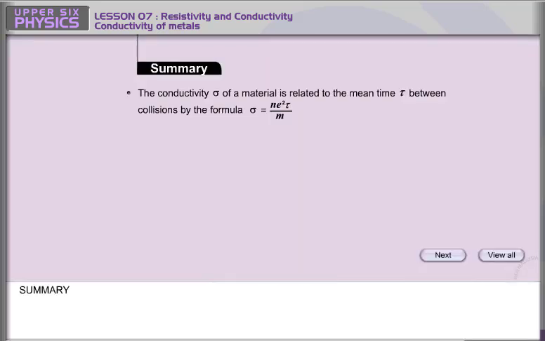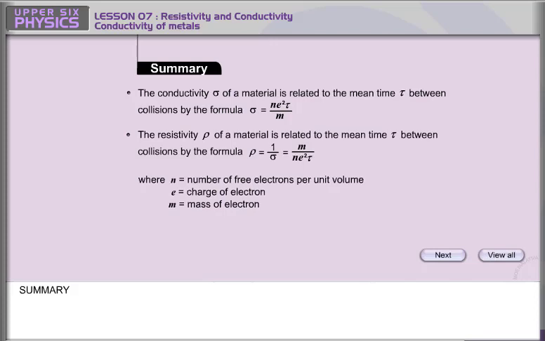Summary. The conductivity σ of a material is related to the mean time τ between collisions by the formula σ equals Ne²τ over m. The resistivity ρ of a material is related to the mean time τ between collisions by the formula ρ equals 1 over σ equals m over Ne²τ, where N equals number of free electrons per unit volume, e equals charge of electron, m equals mass of electron.